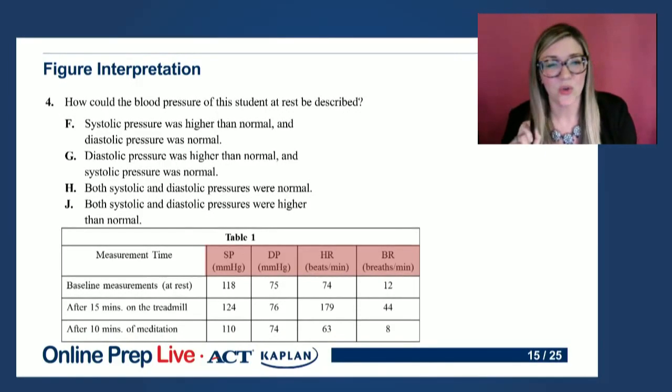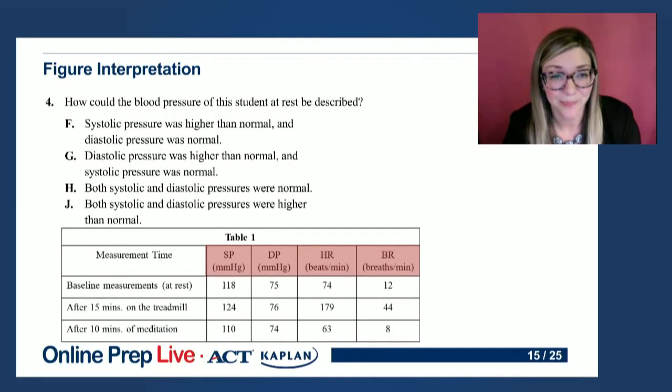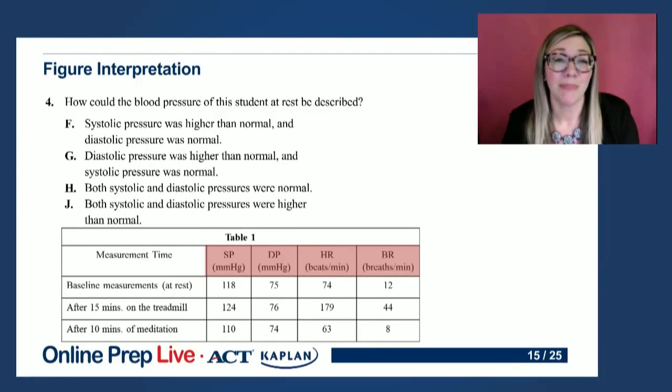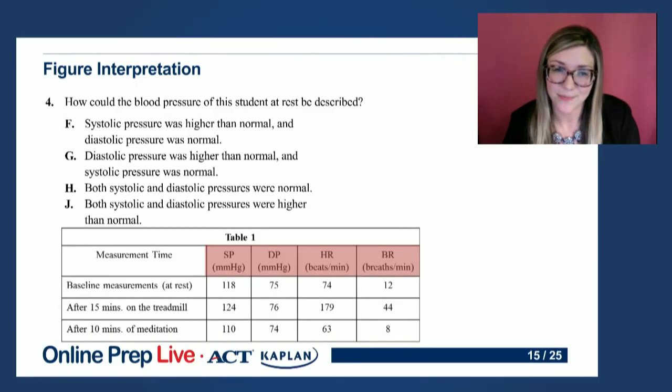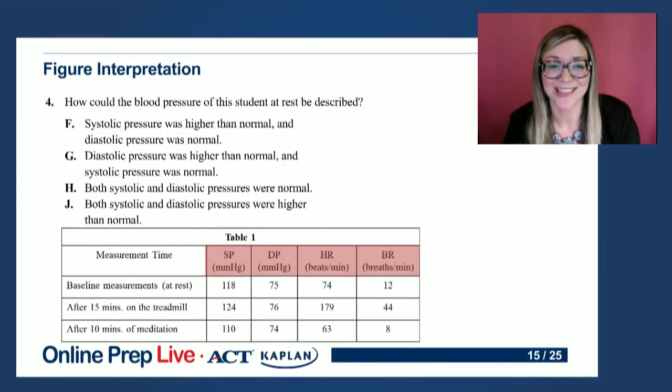Okay, so we need to ask ourselves here, what do we care about? What information are we trying to look up? We want to know the blood pressure of the student at rest. So at rest, I think we'd want to look at baseline measurements. It doesn't tell us if we need to look at systolic or diastolic, but if we take a quick peek at our answer choices, we can see that it's talking about both.